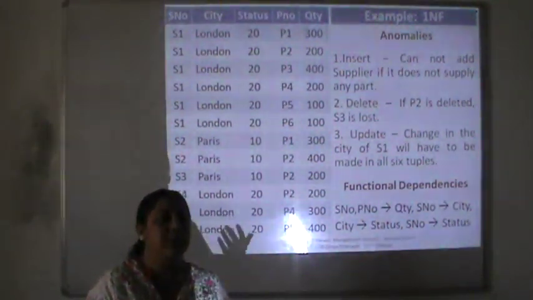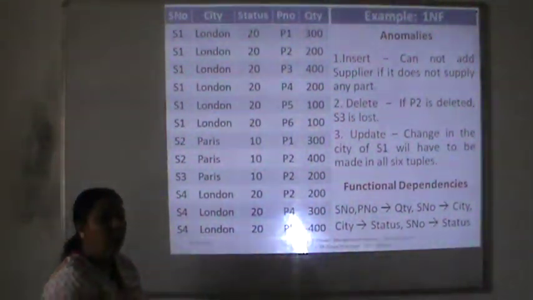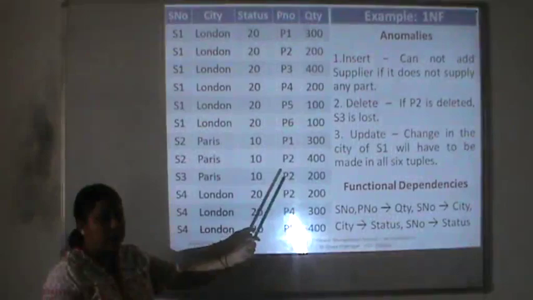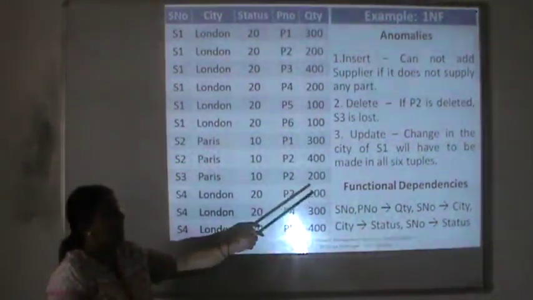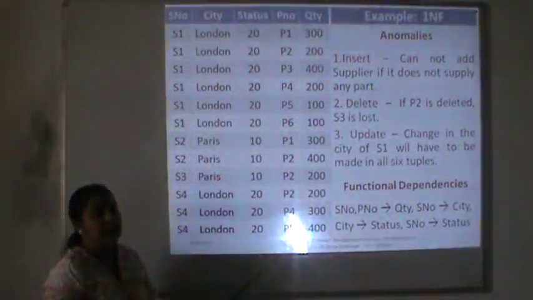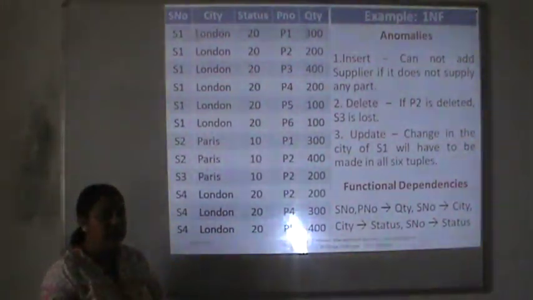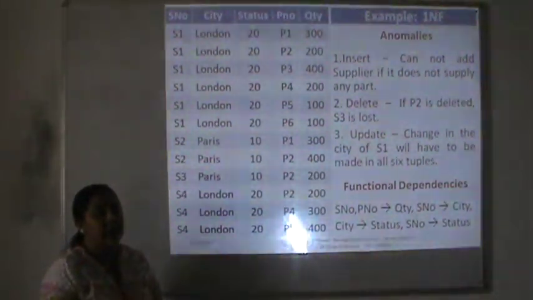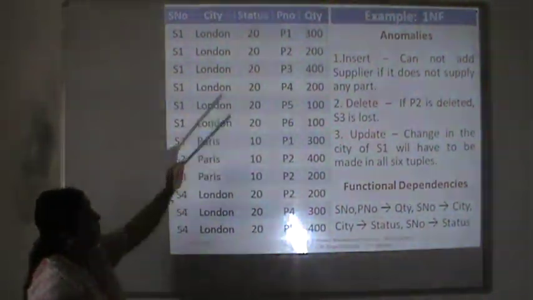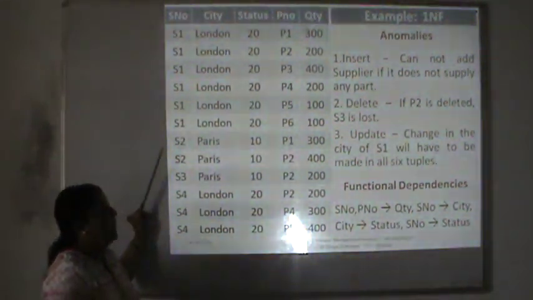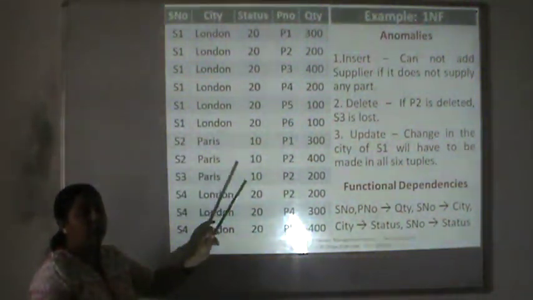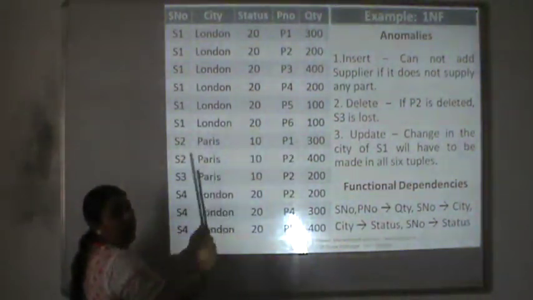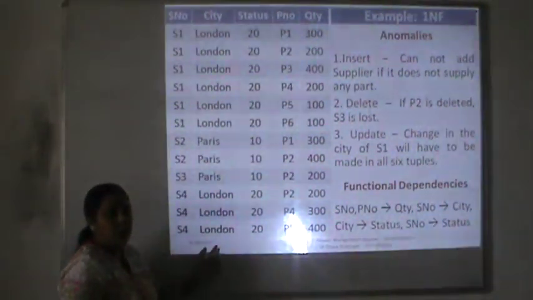Now, in order to improve this design, we will see why these problems have come. The reasons for such anomalies can be determined and solved using the functional dependencies that exist in such relations. So functional dependencies existing in this relation will help us improve the design of this database. This database is in first normal form, but there are certain anomalies. In order to remove these anomalies, we will look at the functional dependencies that are the reasons for these anomalies, and then we will refine this normal form.